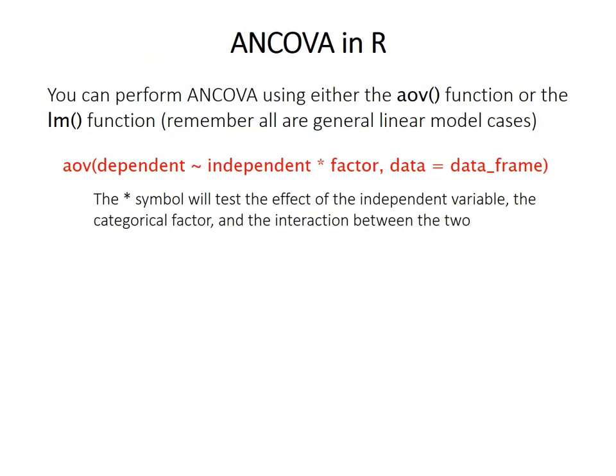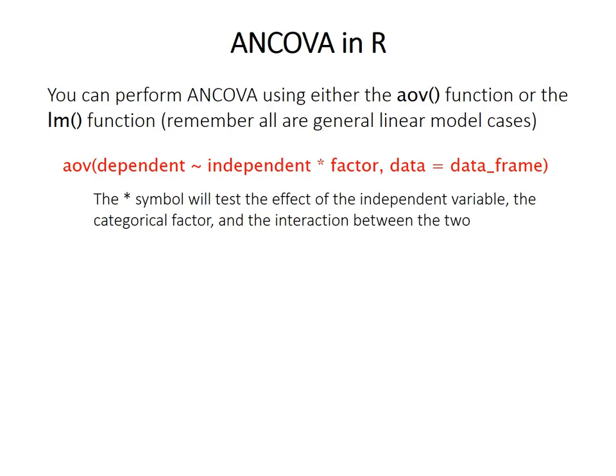So because ANOVA, ANOVA, and linear regression are all cases of the general linear model, you can actually perform ANOVA either with the AOV, ANOVA function, or with the LM, linear regression function. So I'll illustrate the procedure here with the ANOVA function, AOV. I think it requires one less step, and it's also similar to what you've already learned for ANOVA.